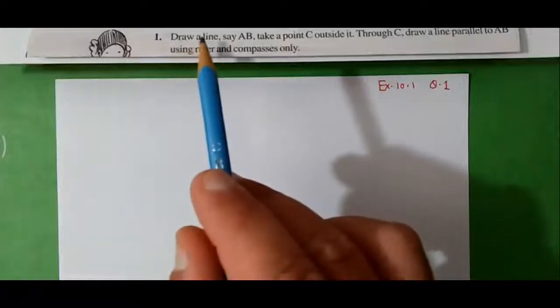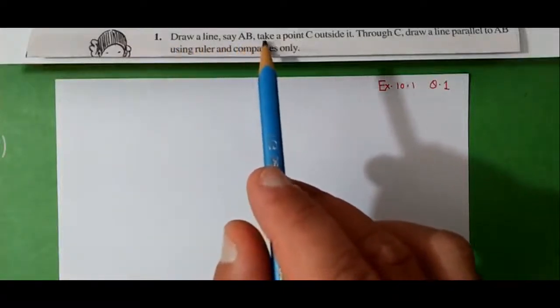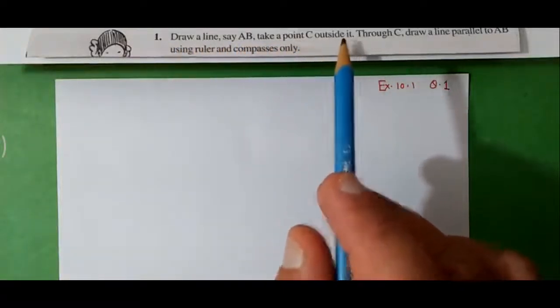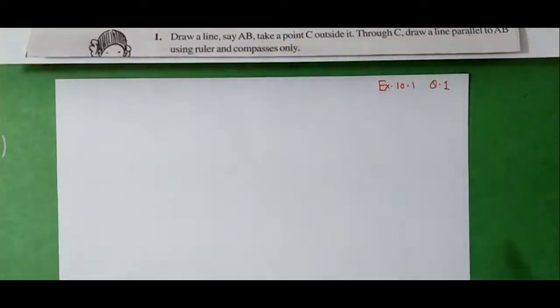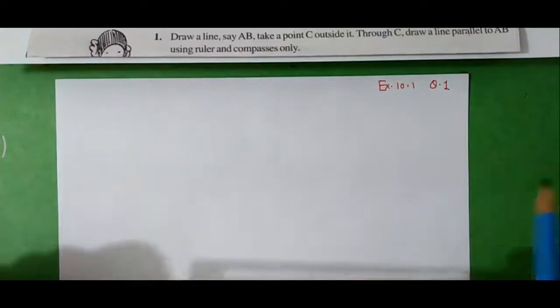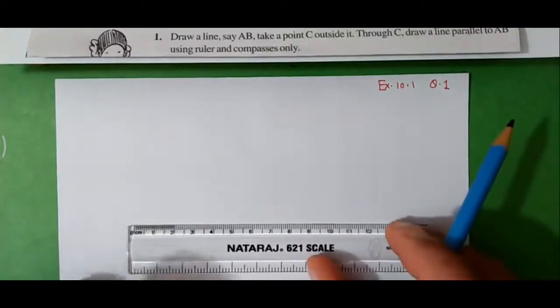This is question number 1. Draw a line, say AB, take a point C outside it. Through C, draw a line parallel to AB using ruler and compasses only.